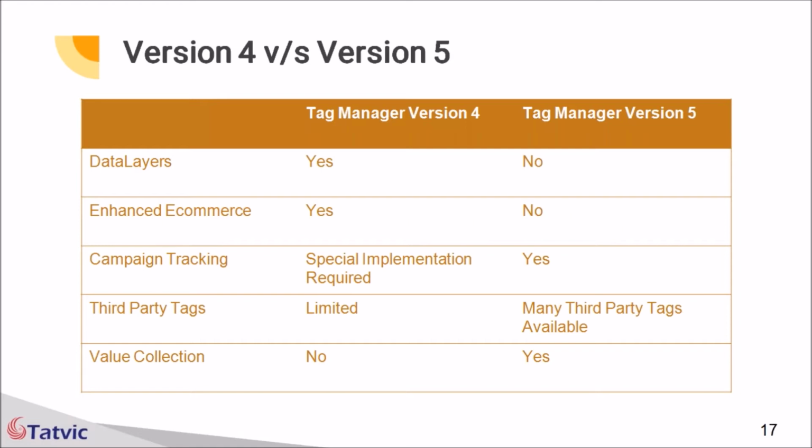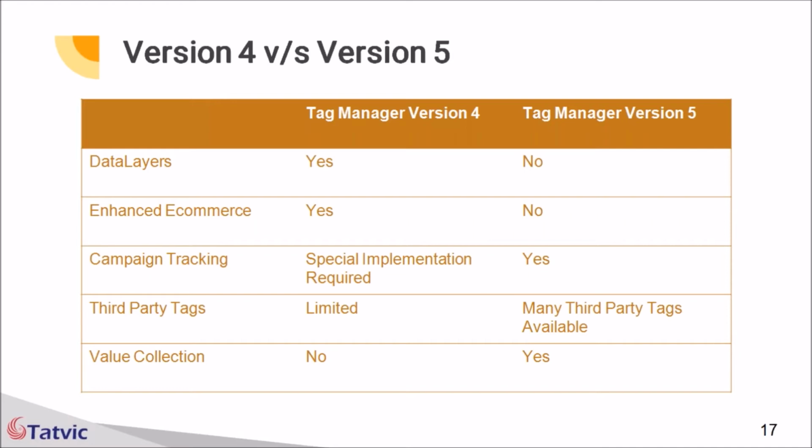Campaign tracking is a crucial part of your mobile application, and it is something that you should do when you are investing your money into different campaigns. If we go ahead with version 4 and we are tracking data into Google Analytics, it requires a special implementation. Obviously version 5 also requires some kind of special implementation, but not as deep as version 4 requires. We'll be covering one use case related to this in this webinar only.